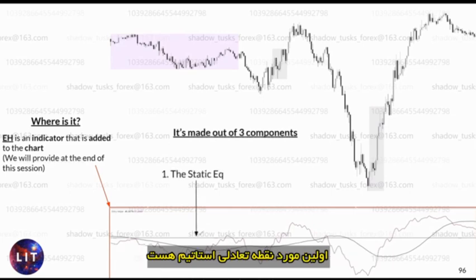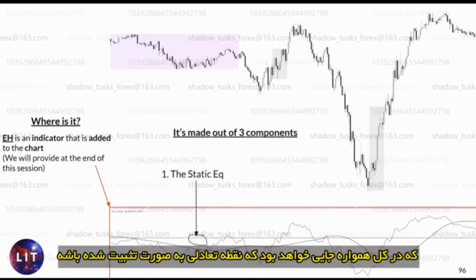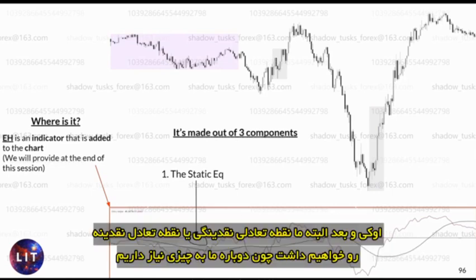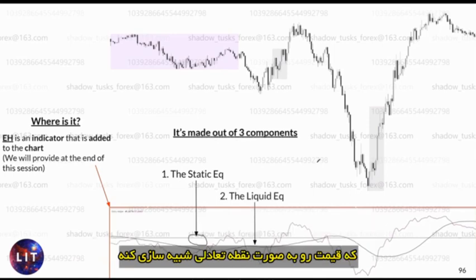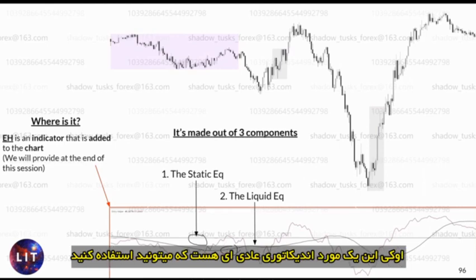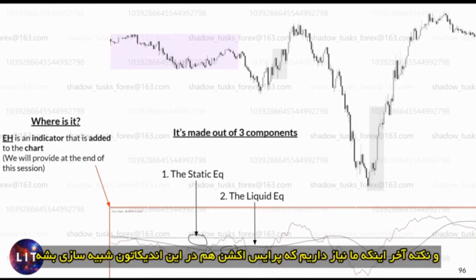So the first thing is the static equilibrium. That will always be where the equilibrium of price is on a fixed basis. Then of course, we will have the liquidity equilibrium, or the liquid equilibrium, because again, we need something that simulates price on an equilibrium basis. So we just took a modified equilibrium line. That's normal indicator stuff you can use. And then last but not least, we need the price action simulated in this indicator as well.